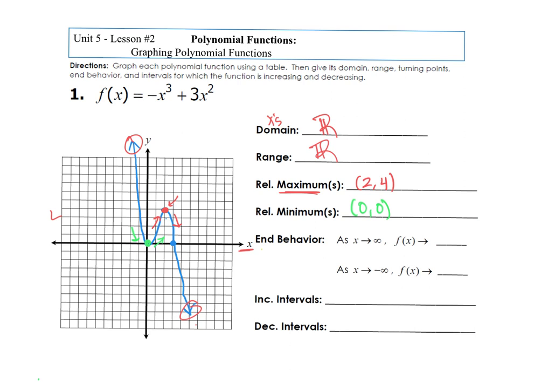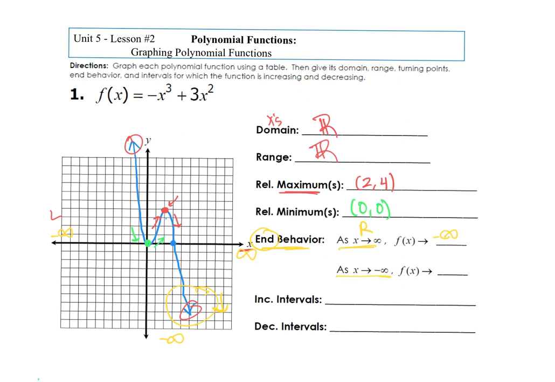Now my end behavior, we just practiced this a lot. Remember, the right side of the graph we call positive infinity, the left side is negative infinity. So we're asking here, as x approaches infinity, when we are on the right side, how are we ending, up or down? We are ending going down. Down is negative infinity for y. So we're going to say f of x approaches negative infinity.